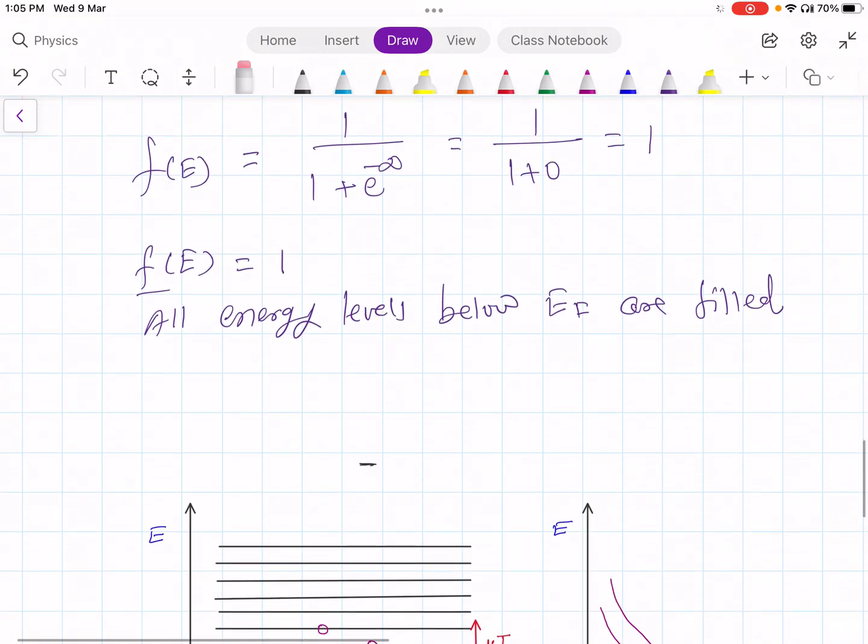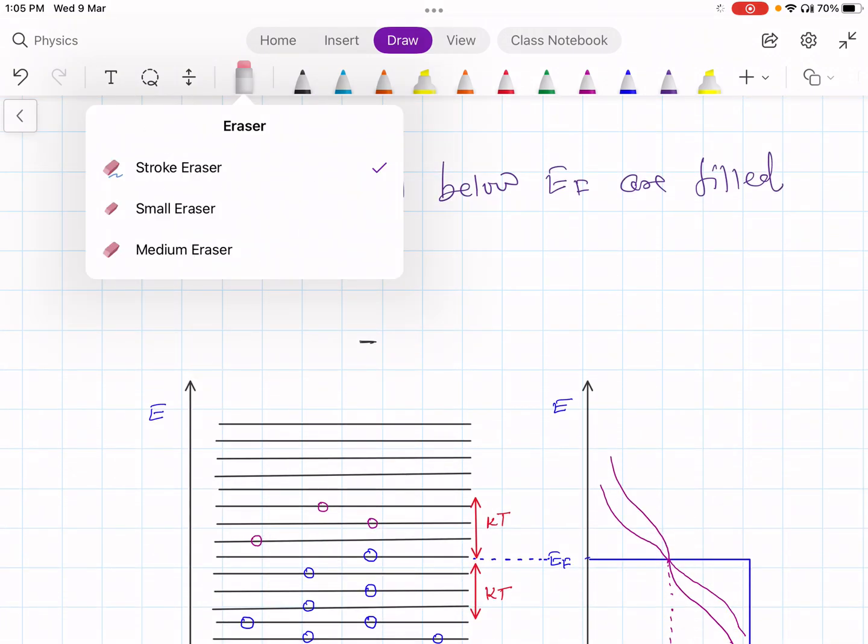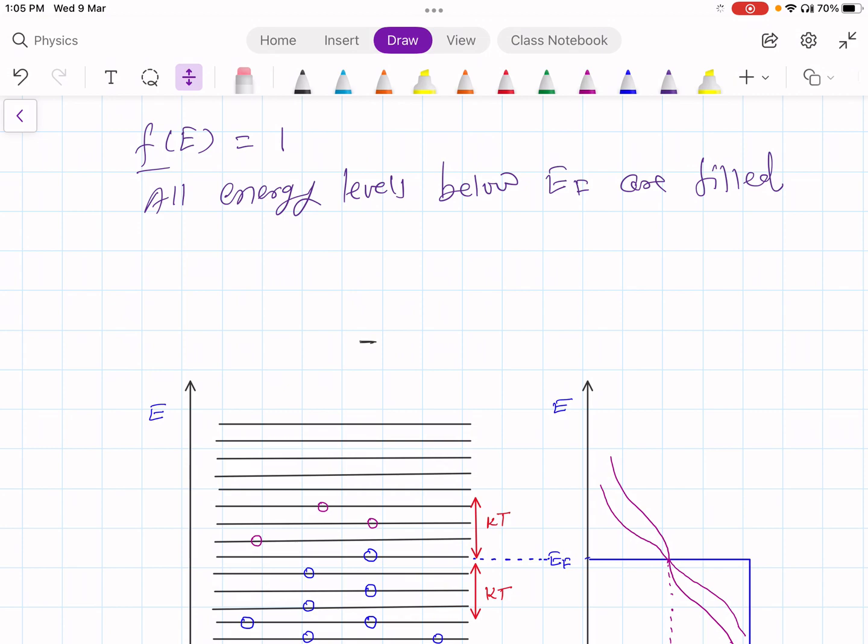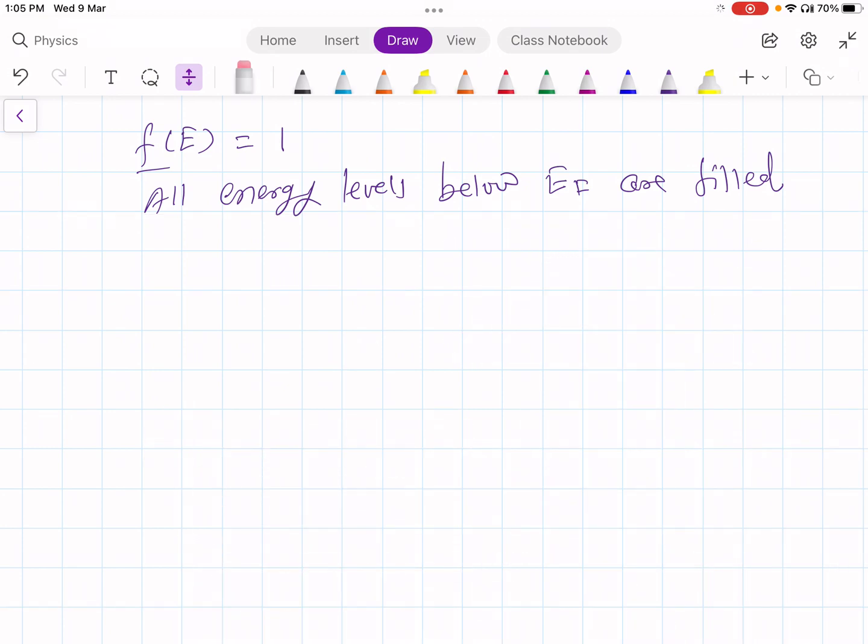Then let's see what happens at EF. Third case, consider E equals EF. We are considering the same energy level, EF. So let's see what the probability function for EF we get. So E equals EF, so E minus EF is equal to 0.